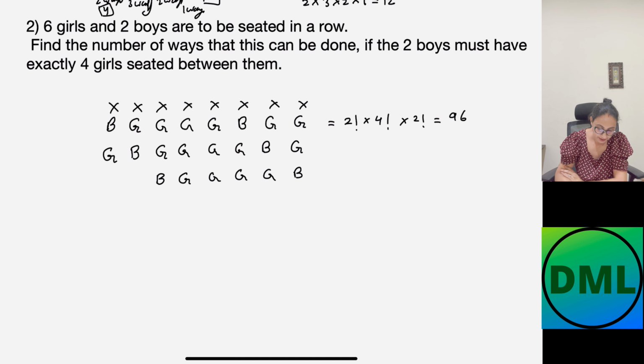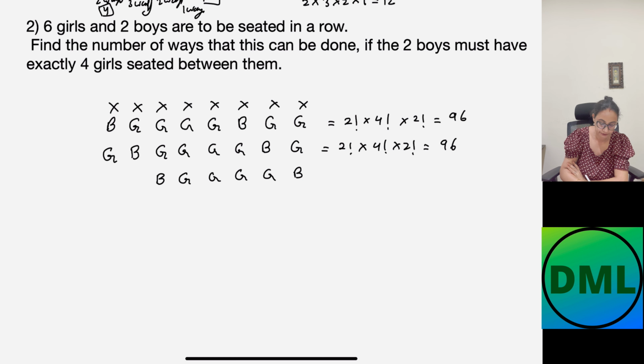The same way, in the second part, 2 boys can be arranged in factorial 2 ways. These 4 girls can be arranged in factorial 4 ways. And these 2 girls at the corners will be arranged in factorial 2 ways. So this will be the same answer here. Let's write down the answer here. That will be equal to factorial 2 times factorial 4 times factorial 2, which will be equal to 96.